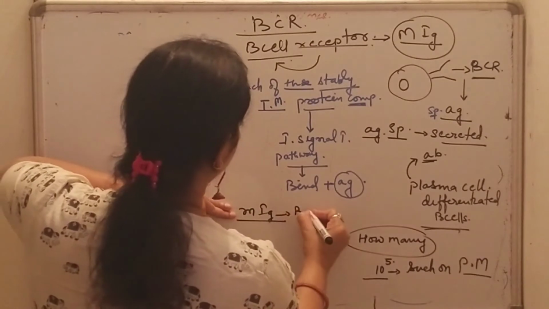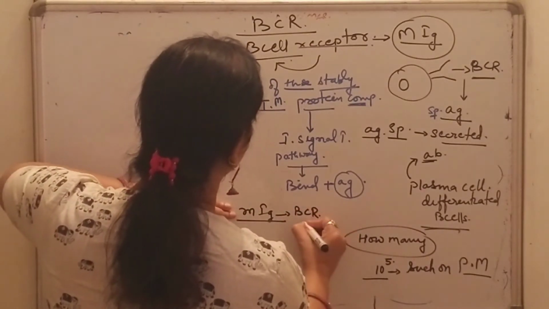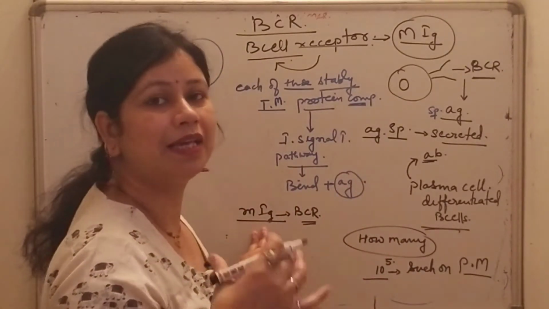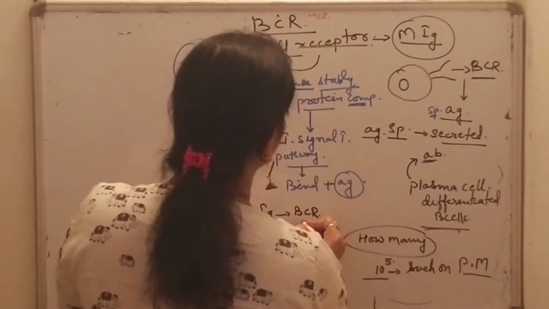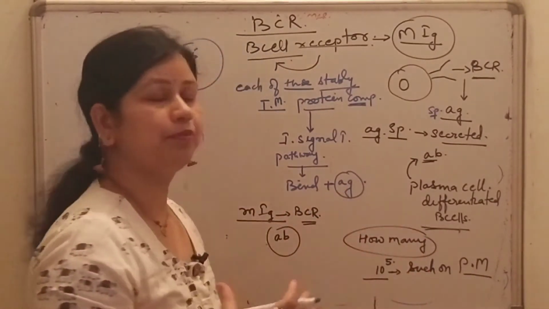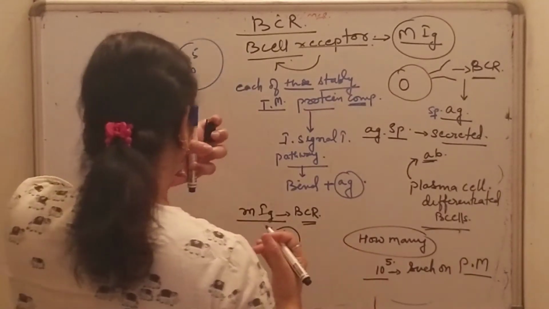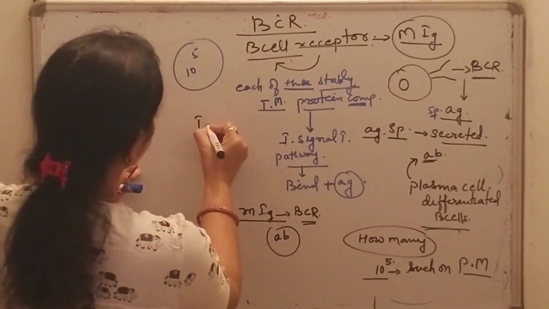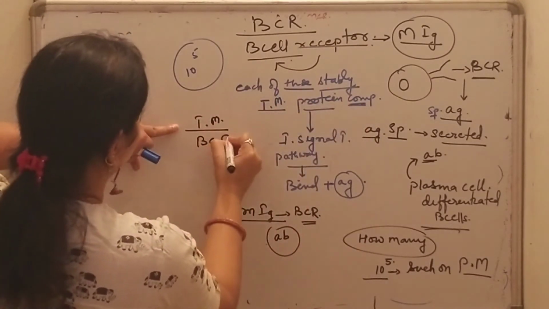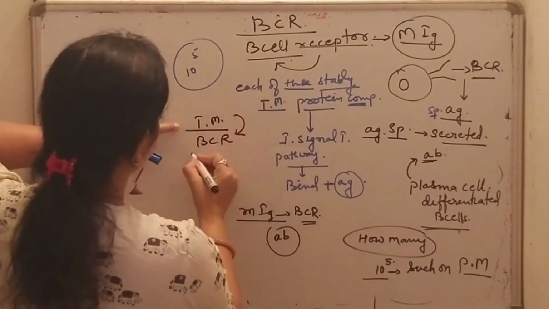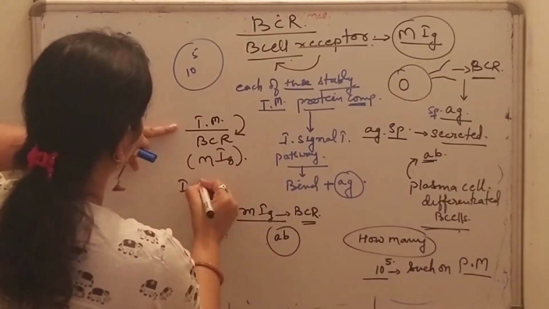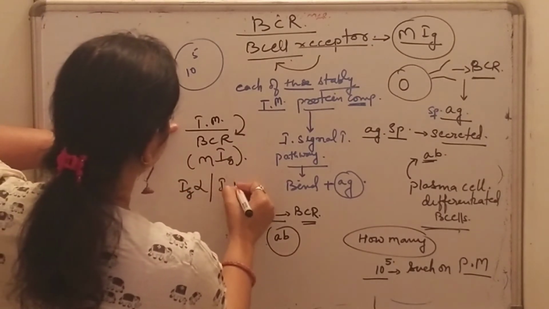So membrane bound immunoglobulin acts as B cell receptor, and the immunoglobulin of the same antigenic specificity is secreted as antibody by differentiated B cells such as plasma cells. Now what about the transmembrane protein complex associated with the BCR, or membrane immunoglobulin? This complex consists of immunoglobulin alpha and immunoglobulin beta.